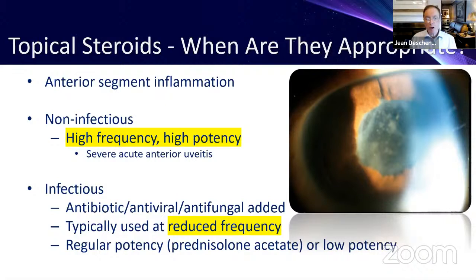Infectious uveitis, you have to be very cautious with infectious uveitis. As I said, the most important question you should ask yourself with uveitis, either the anterior uveitis or the posterior uveitis, is: is this an infectious uveitis? Often, corticosteroids are appropriate in infectious uveitis, but you should really know what you're doing. So antiviral, antifungal, antibiotics should be present also. And they should be used at a very reduced frequency with close follow-up of the patient.